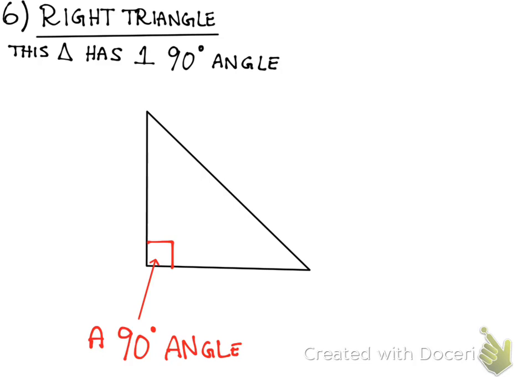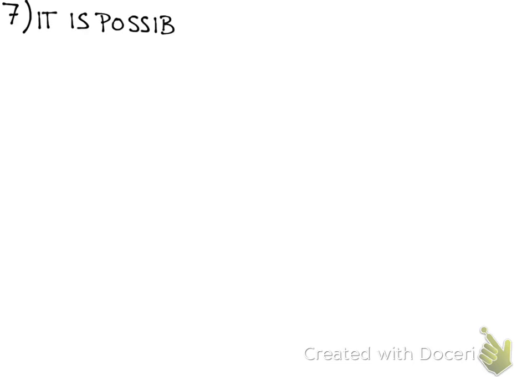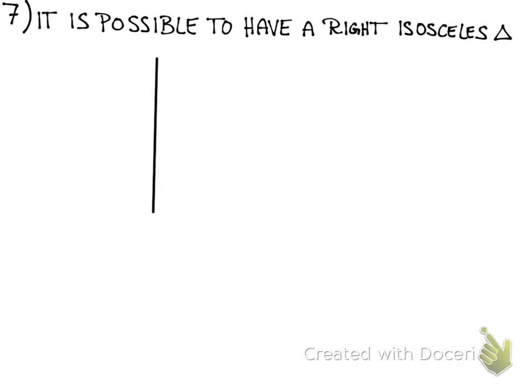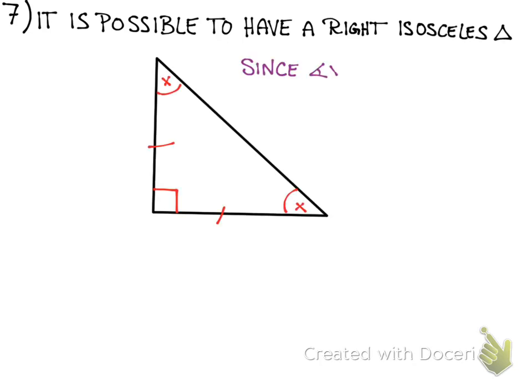We can use the Pythagorean theorem in this kind of triangle. And finally, it's possible to have a mixture of two triangle types. For example, it's possible to have a right isosceles triangle.